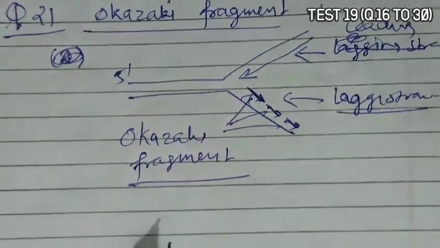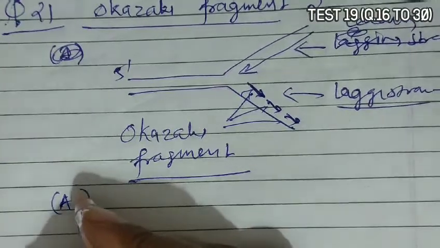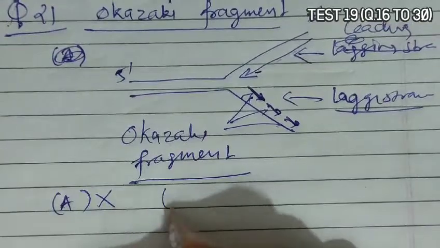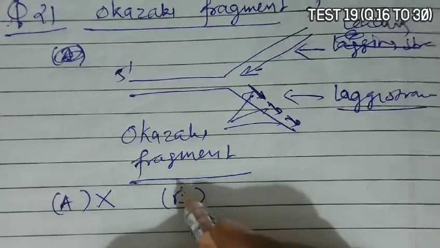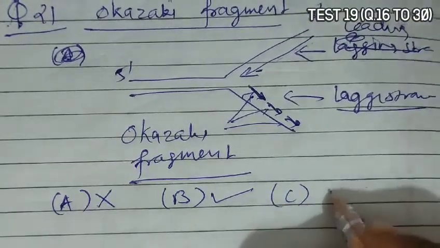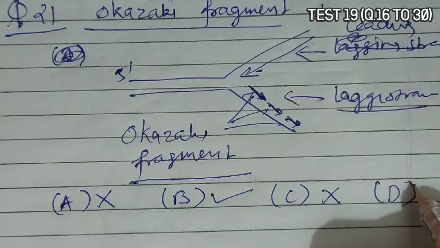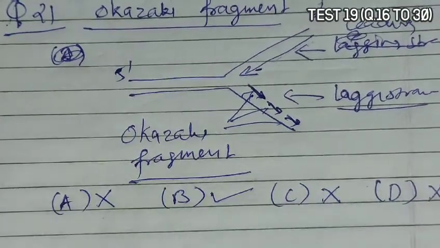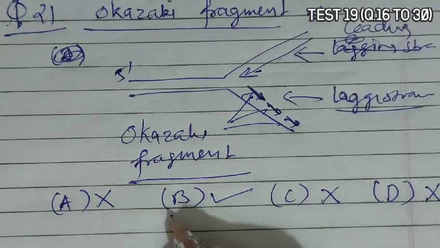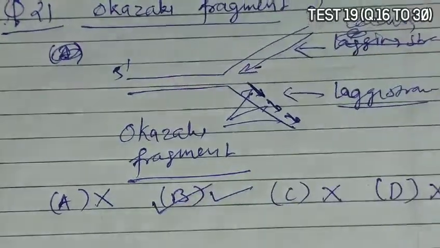Option A is given as on the continuous strand at the time of DNA replication. Not on the continuous, but on the discontinuous strand, so it is incorrect. Option B is given as on the discontinuous strand at the time of DNA replication. Yes. Option C, at the time of transcription. No. And option D, from the introns at the time of transcription. No, not from the introns, it is from the particular DNA sequence. Not only introns, exons also are there. So B is the correct answer.